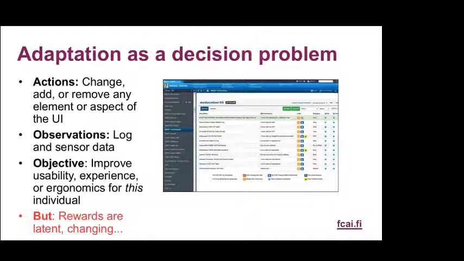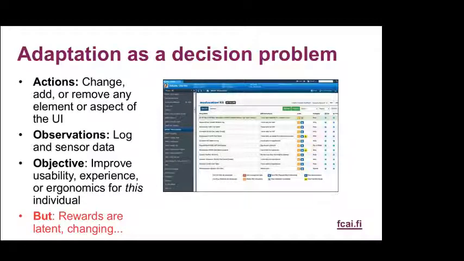And the observation data can be anything that you can sense from the user. It can be log files. It can be some sensor data from the mouse, or, I don't know, if you have physiological sensing or whatever. And the objective should be something related to the end user. And this is, of course, the key challenge, because some of those objectives are really hard to sense, right? You cannot sense them directly. They are latent. For example, usability is not something that you can directly sense. You have to infer that somehow. Experience is not something that you can directly sense. You have to infer that somehow. And of course, you'd like to improve those aspects for this individual.